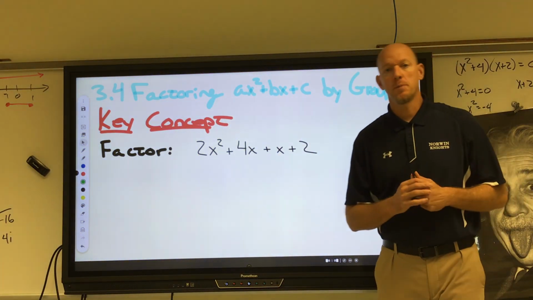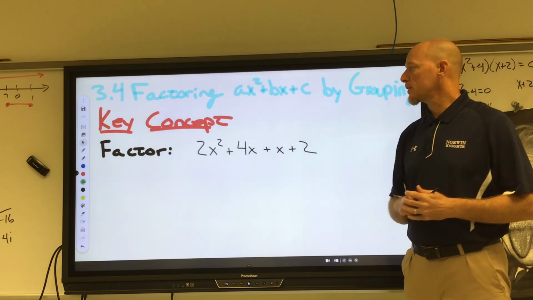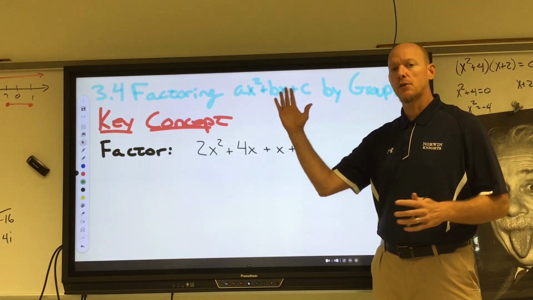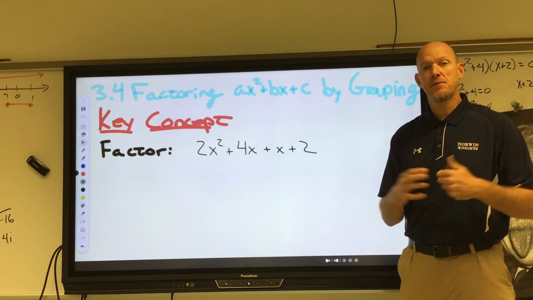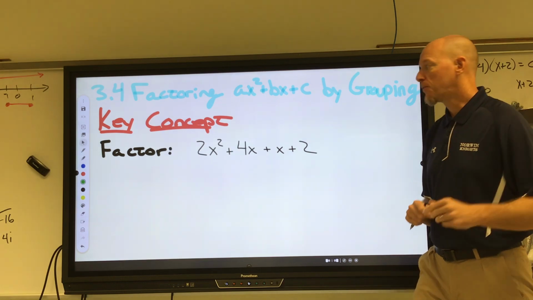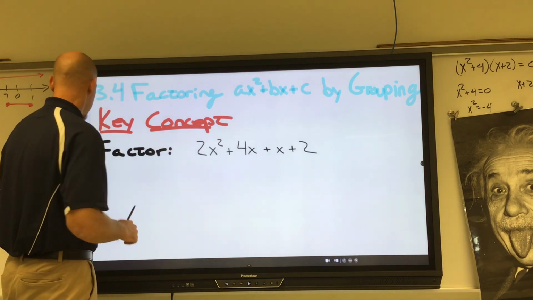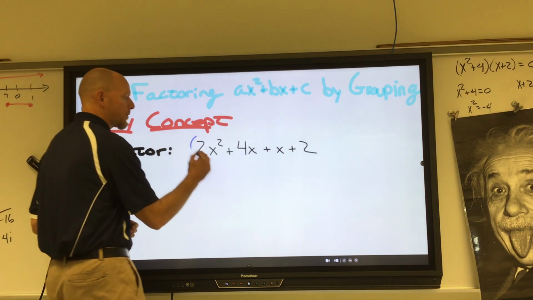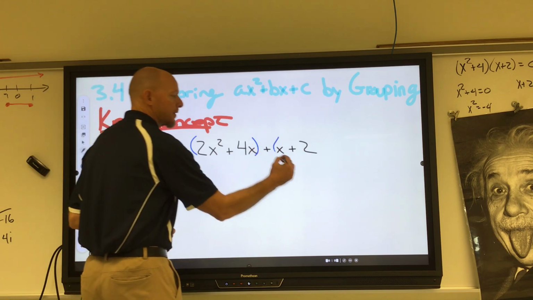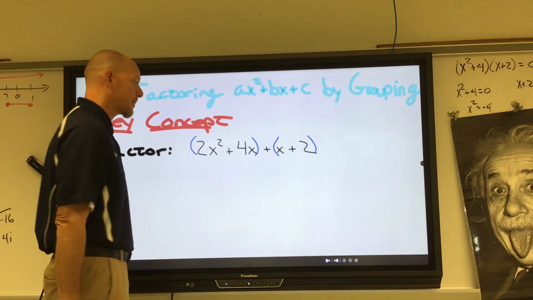Factoring quadratics by grouping. What we're going to do in this presentation is take a look at a standard form quadratic and be able to factor it by grouping. But again, before we go there, let's revisit what the grouping concept actually is. When we group, it basically means that we take the first two and the last two terms and group them together.